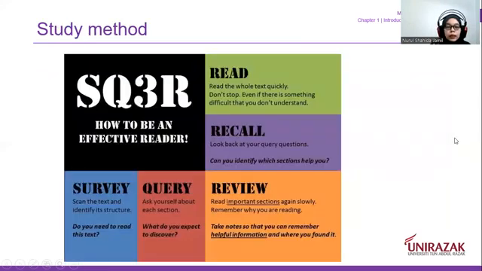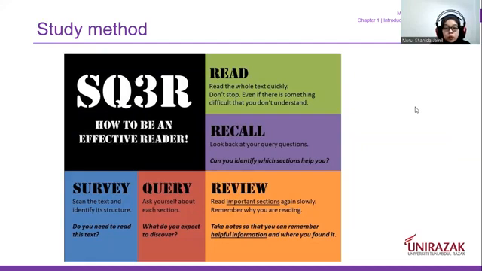For the study method, you can use SQ3R. Firstly, read the whole text quickly. Don't stop, even if there is something difficult that you don't understand, just quick read. And then recall. Look back at your theory question. Can you identify which sections help you? And then review. Read important sections again slowly. Remember why you are reading.